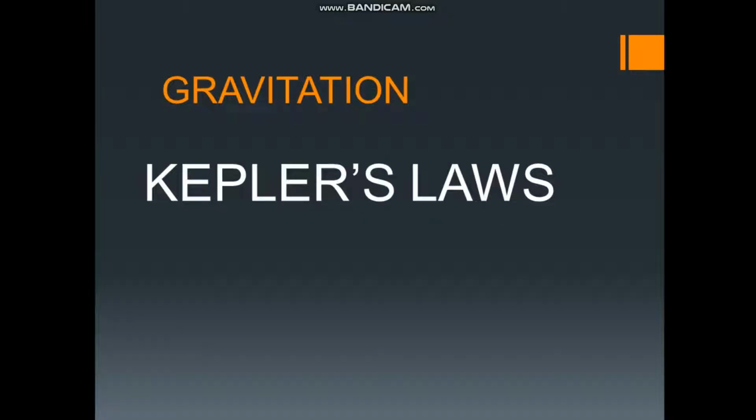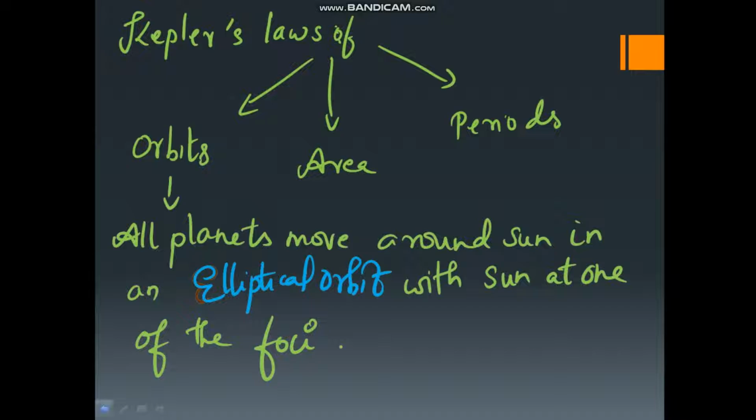In this video, we will see the first topic of the gravitation chapter, that is Kepler's laws. There are three laws of Kepler. The first one is the law of orbit, the second one is the law of area, and the third one is the law of periods. What is Kepler's law of orbit?